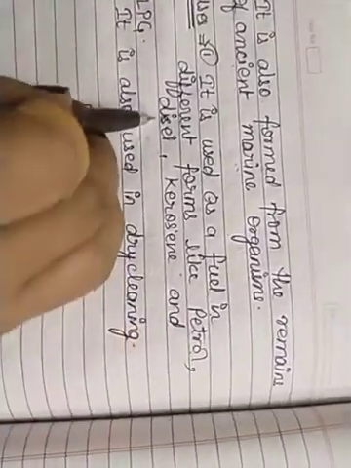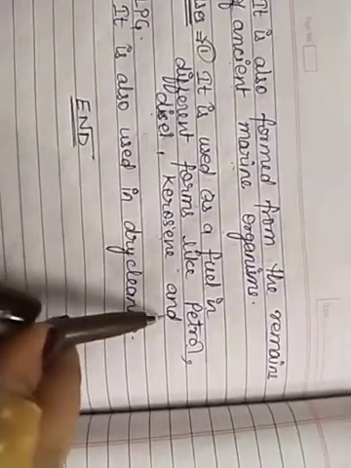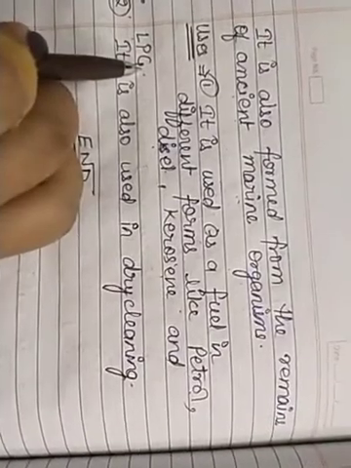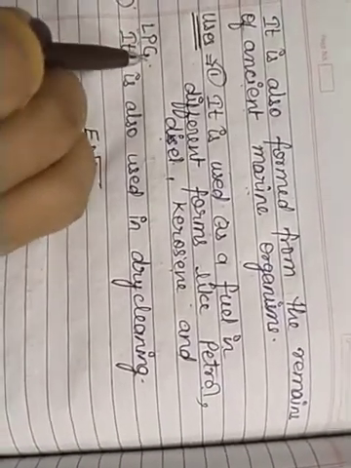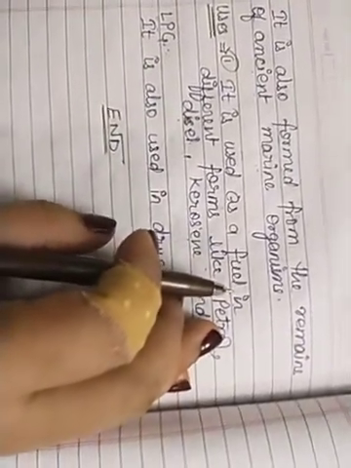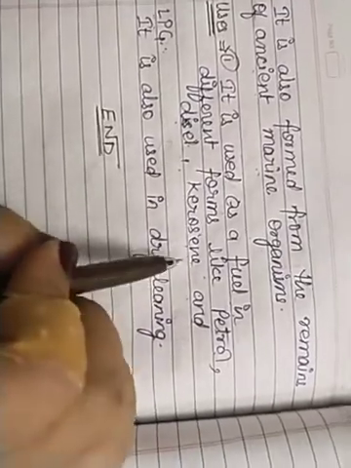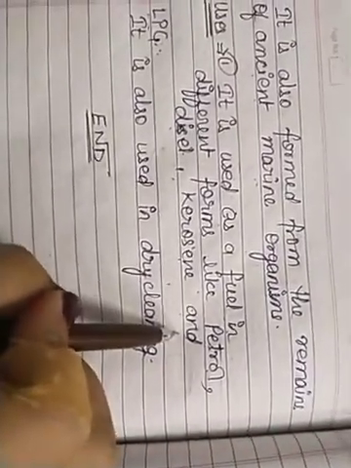Now uses. First use, it is used as a fuel in different forms like petrol, diesel, kerosene, and LPG, liquefied petroleum gas, which is used in our kitchen. So the first use of petroleum is as a fuel, in the form of petrol, diesel, kerosene, and LPG also.